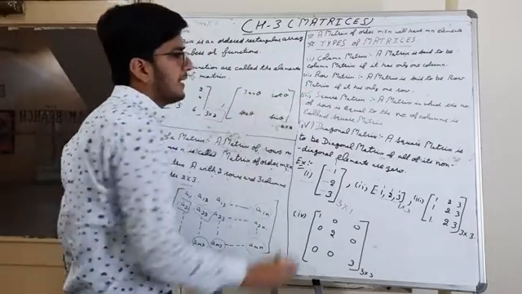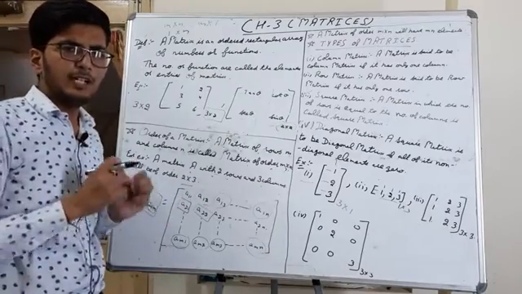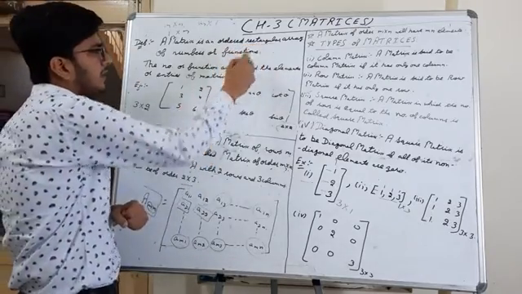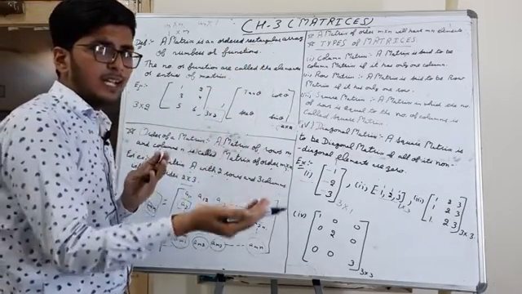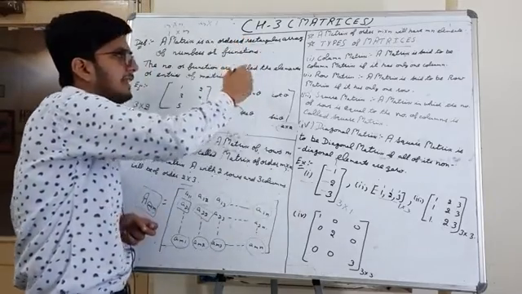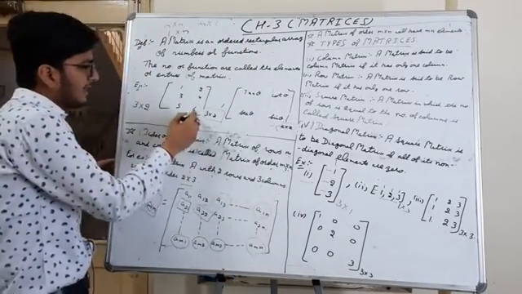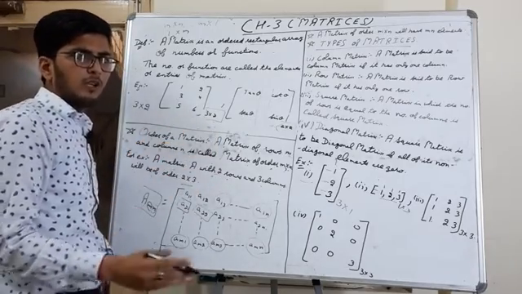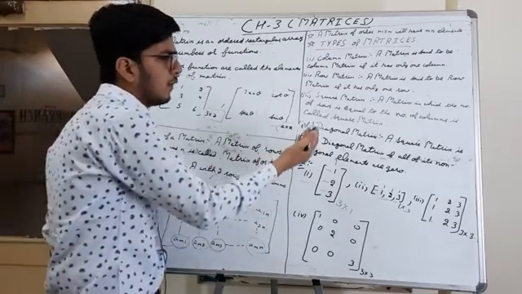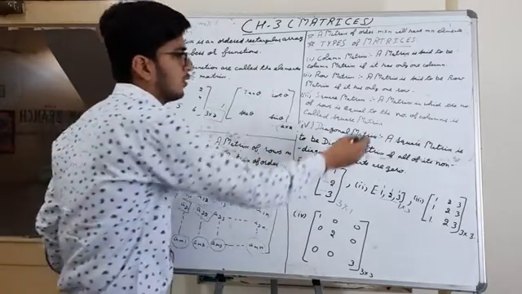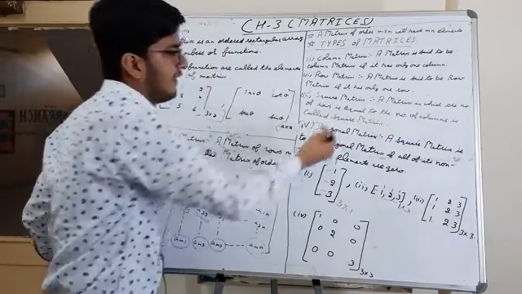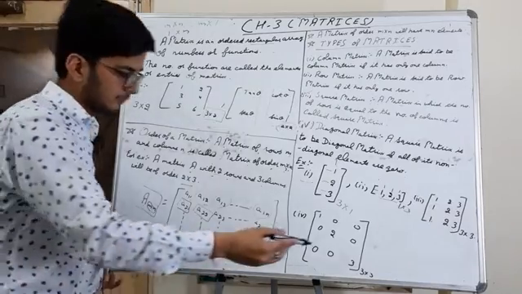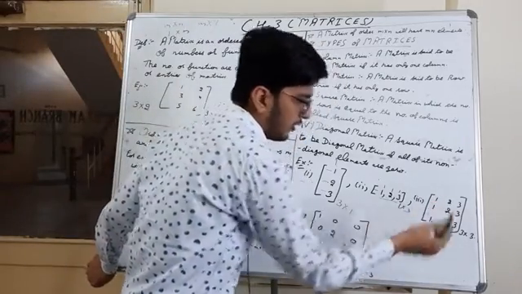Next is square matrix. As the name depicts, it must not be rectangular, it must be square. A rectangle becomes a square when length is equal to breadth. Length and breadth for a matrix correspond to the number of rows and number of columns. So if length equals breadth, the number of rows must equal the number of columns. That is a square matrix. A matrix in which the number of rows is equal to the number of columns is called a square matrix, right?